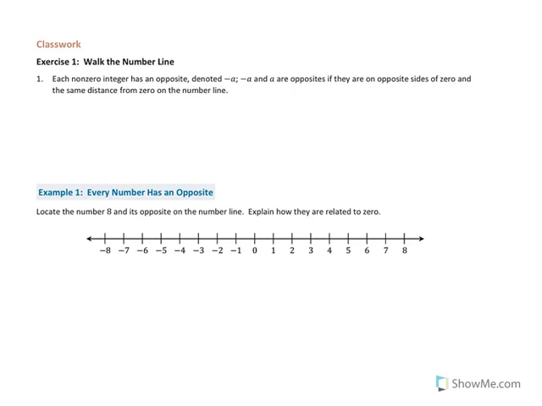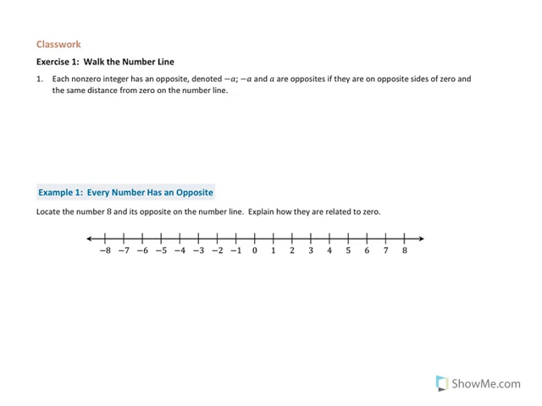So each non-zero integer has an opposite. Denoted just means that it's written as the opposite of A, or negative A. Negative A and A are opposites if they are on the opposite sides of 0 and the same distance from 0 on the number line. So let's go down to example 1 so I can show you what that means.